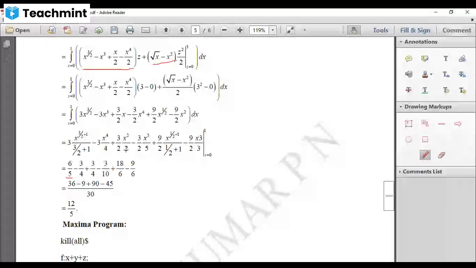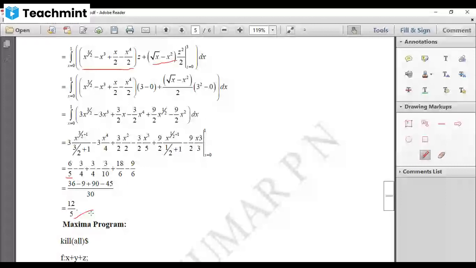Then 3 by 10 into 1 minus 0 is 3 by 10. Plus, half plus 1 is 3 by 2. If you send this one to the numerator, that becomes 2 by 3. 2 into 9 is 18, 18 by 6, x to the power of half plus 1. If you apply the limit, 1 to the power of anything is 1 minus 0. So which gives you 1 into 18 by 6 minus 9 by 6 into 1 minus 0. If you take the LCM and simplify, you'll get 12 by 5.